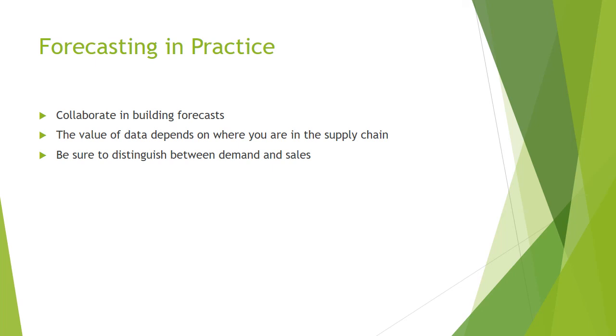So it's very important to identify where you are in the supply chain, and by identifying where you sit in the supply chain, you can decide what type of data you have to use for forecasting purposes. And the next one is to be sure to distinguish between demand and sales.